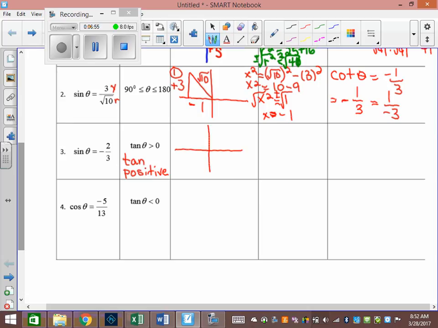Now people will say to me, but Mrs. Lepp, it's positive in 2 places because we use the CAST rule, right? So it's positive here, C-A-S-T. It's positive here and here. So it's positive in quadrant 1 and in quadrant 3. How the heck do we narrow it down to which quadrant?